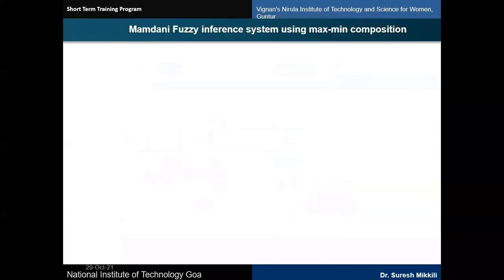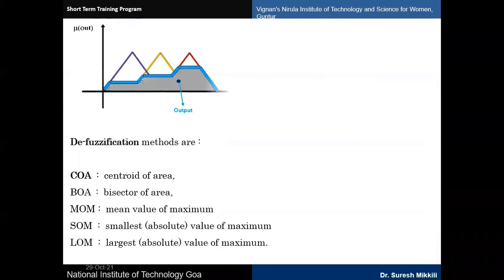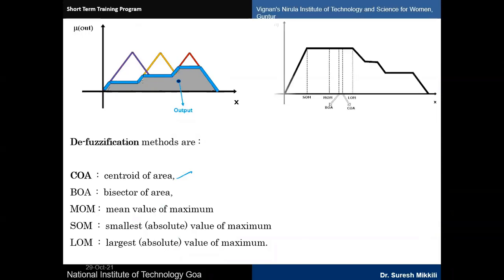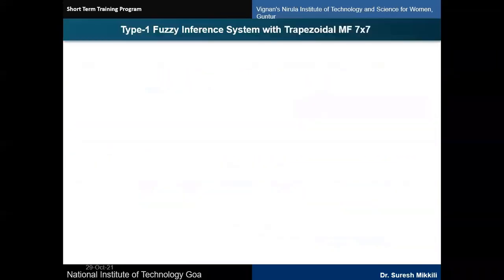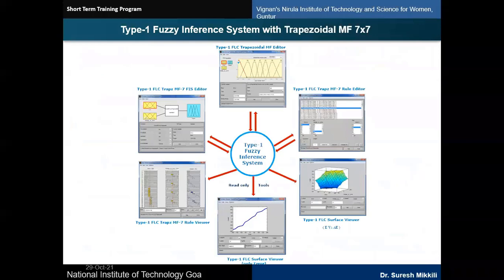There are inference systems, max-product inference systems. How to select defuzzification? Earlier we selected center of area, isn't it? Why center of area? Why not the others? Tomorrow we will see. Then in fuzzy, there is a fuzzy inference system editor, membership function editor, rule viewer, and surface viewer. So how to select each block, I will explain these designs tomorrow. With the trapezoidal membership function, first we select two inputs, one output, then the type of defuzzification, then addition of membership functions, then rule base addition, and then the selections.